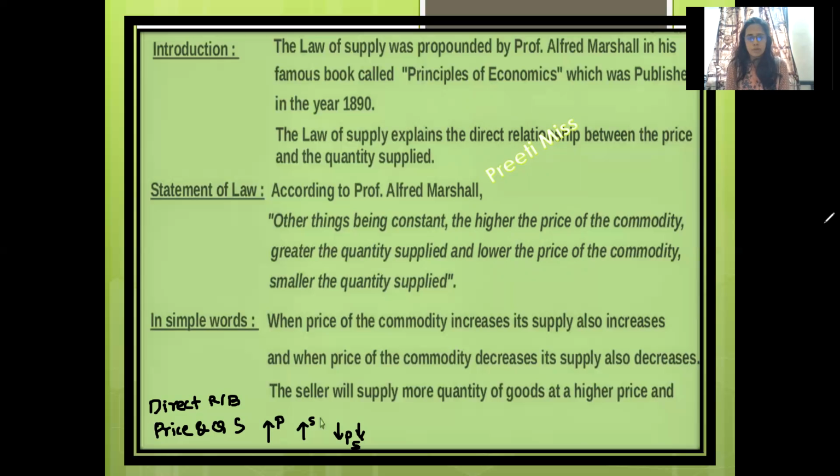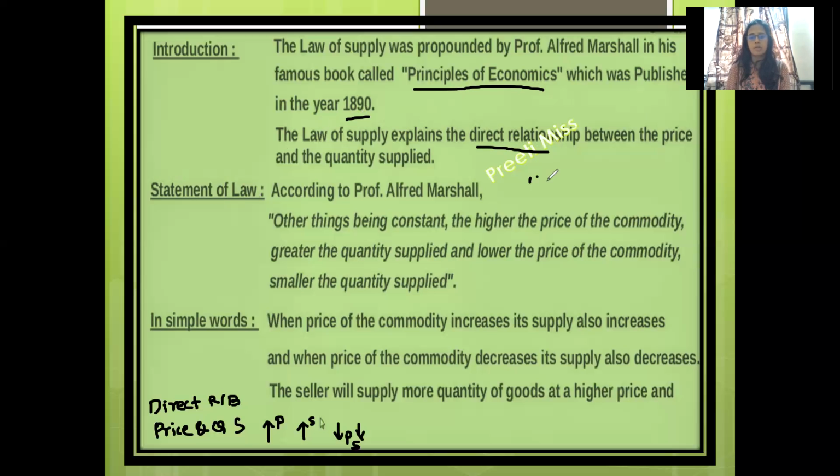First of all, the law of supply was propounded by Professor Alfred Marshall in his famous book, Principles of Economics, which was published in 1890. The same introduction has been written in the law of demand also. And here we are going to tell that there exists a direct relationship between price and quantity supplied. So let's begin with the statement.